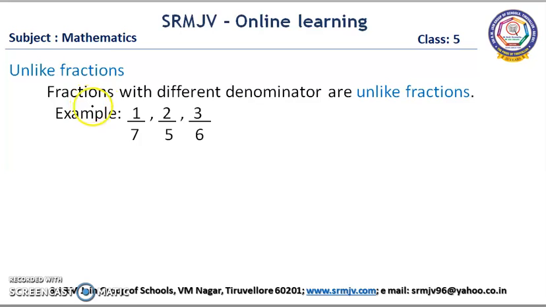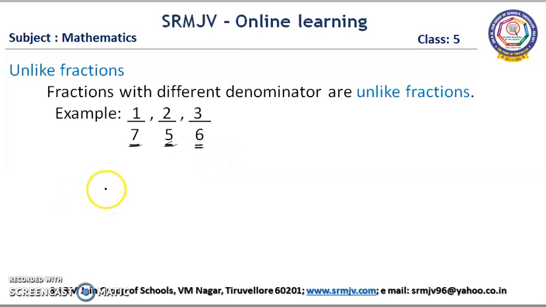The next one, unlike fractions. Unlike fractions means fractions with different denominators. Here, fractions with same denominator are called like fractions. Here, the fractions with different denominators are unlike fractions. See the example, 1 by 7, 2 by 5 and 3 by 6. See the denominators? The denominators are different. So, these fractions are unlike fractions.